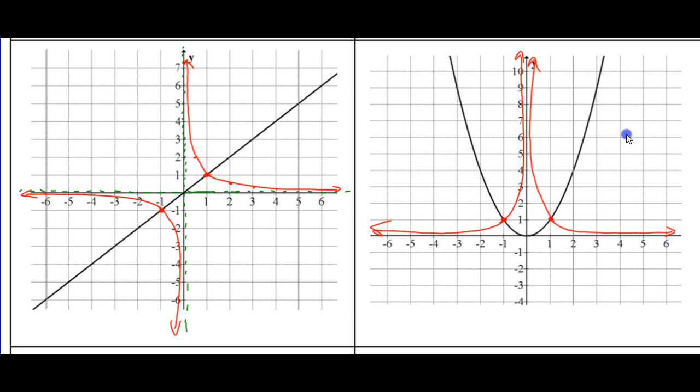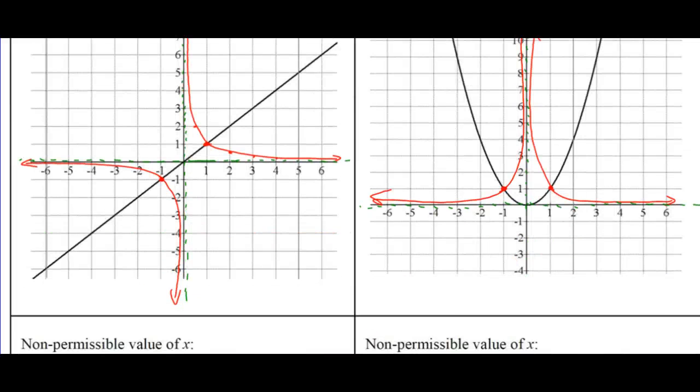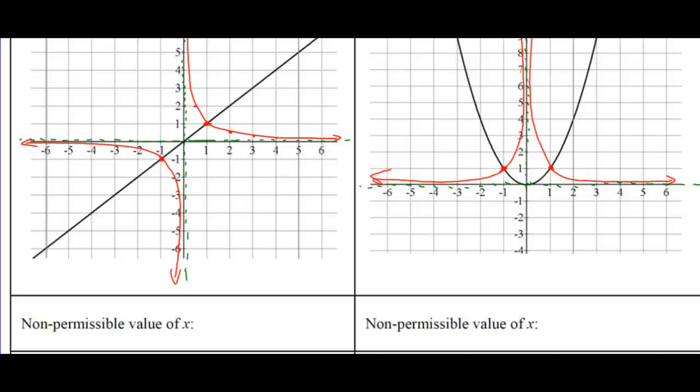And then we've got 0 here, so there must be an asymptote line here. And these guys are going down, but never reaching this line. So we've got an asymptote line here. So that's y equals 1 over x squared. Now we just want to list some of the properties of these things.